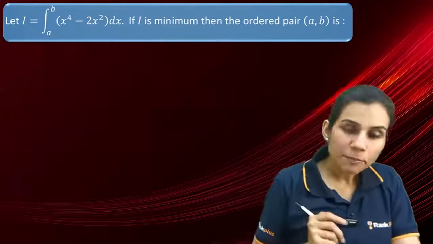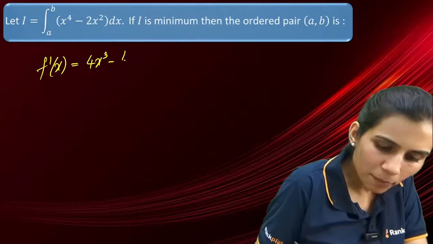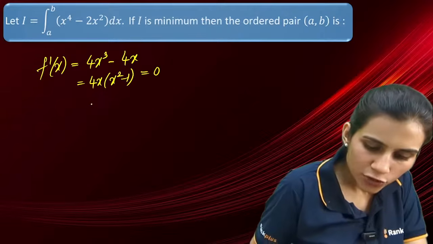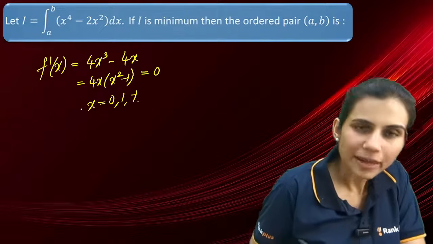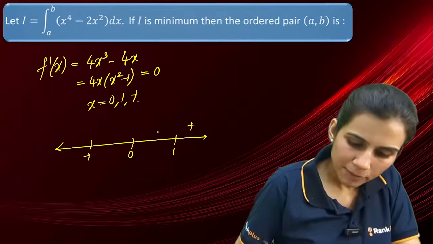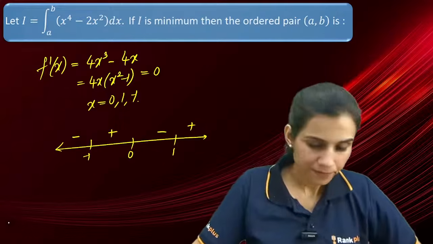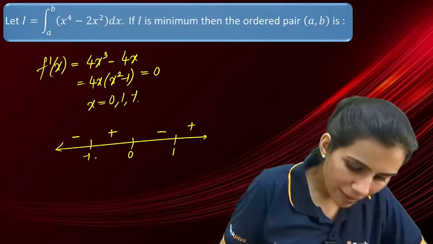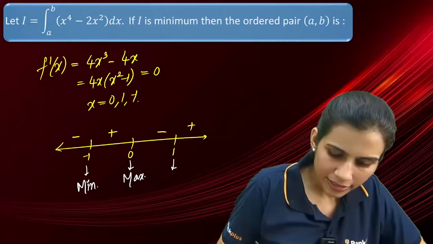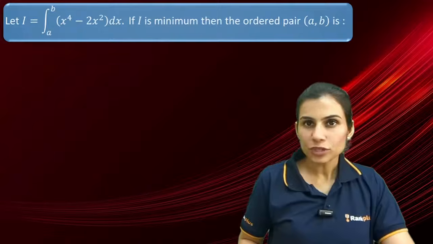Okay, now let's compute f dash. So x to the power 4 means 4x cube minus 4x. This gives you 4x common, x square minus 1. So you are getting x as 0, 1 and minus 1. These are your critical points. So minus 1, 0, 1. Obviously minus, plus, minus, plus. Please check if there is any confusion. So minus to plus, this is point of minima. This is point of maxima. This is again point of minima.